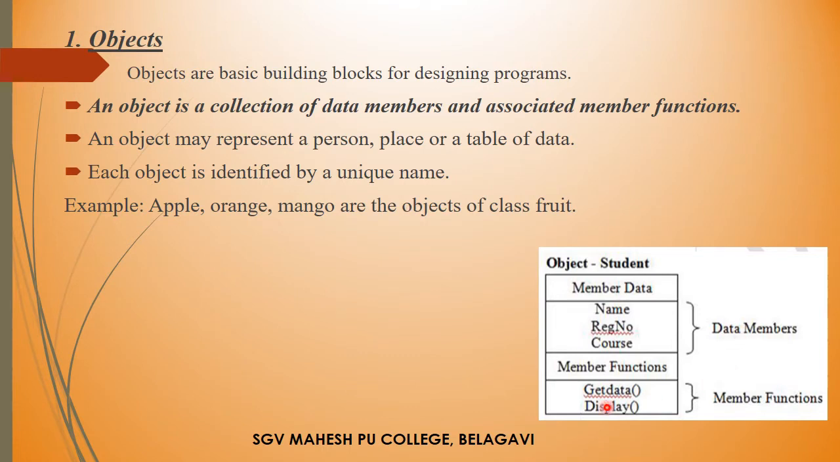If you look at this diagram, we have an object called student, where we have a collection of data members and member functions. These data members are the name of a student, registration number, and course of a student. Its member functions could be to accept the data and to display the data, for which I created functions called getData and display.